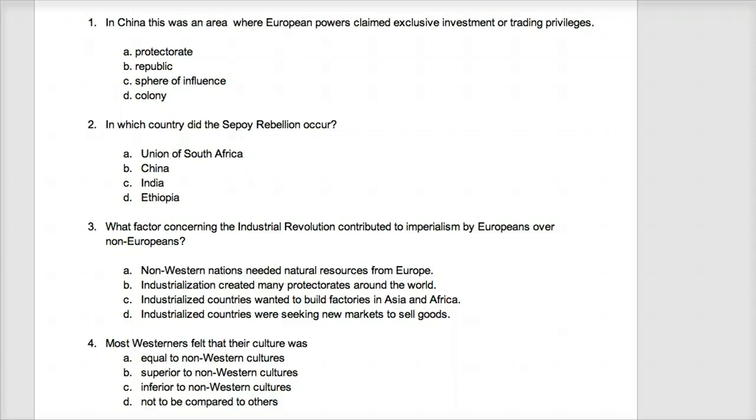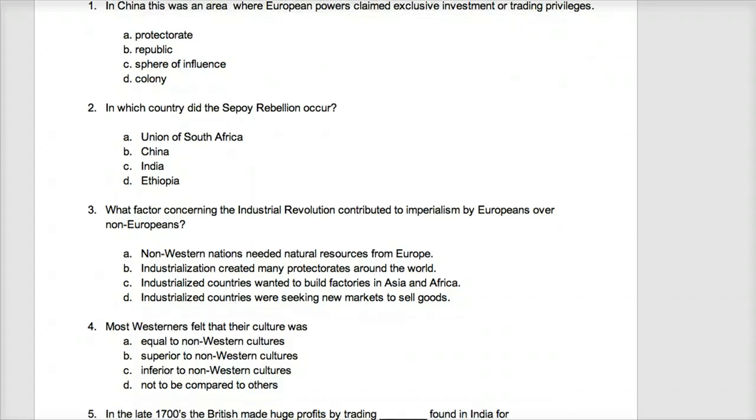Question 4. Most Westerners felt that their culture was A. Equal to non-Western cultures, B. Superior to non-Western cultures, C. Inferior to non-Western cultures, or D. Not to be compared to others.